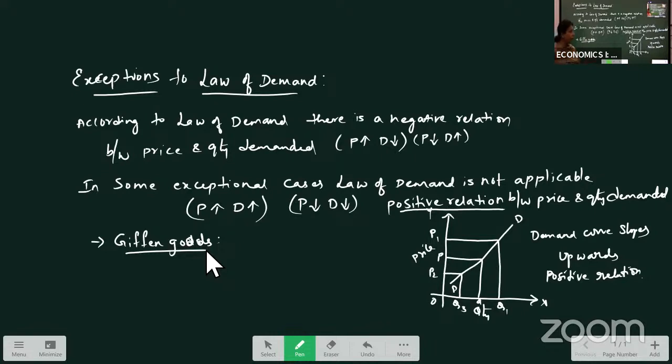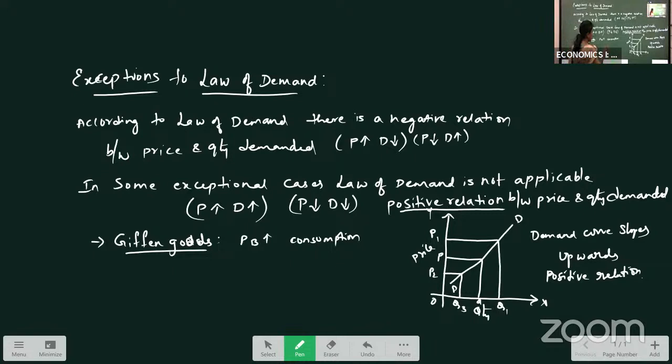Here you have seen that though the price of bread increased, they increased the consumption, because whatever money they were spending on meat, they reduced that. That money they used to purchase bread, because bread is the staple food for them.